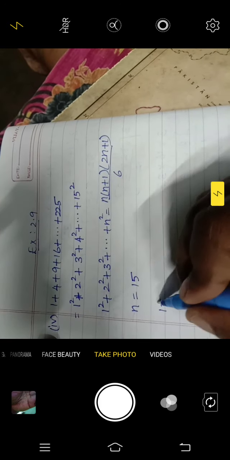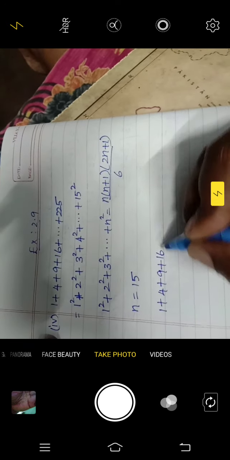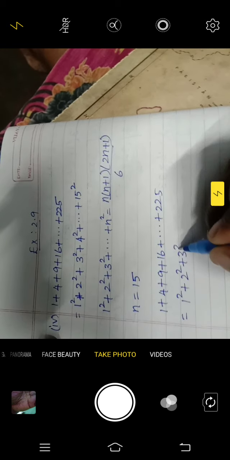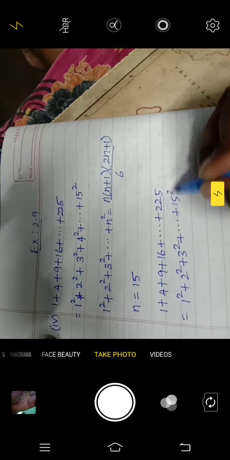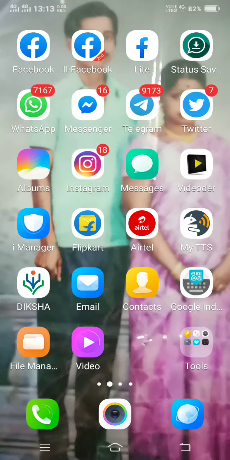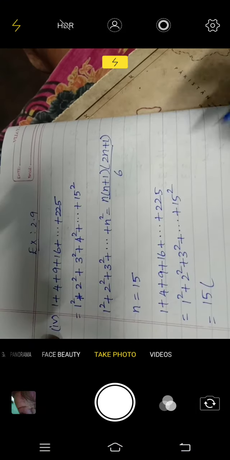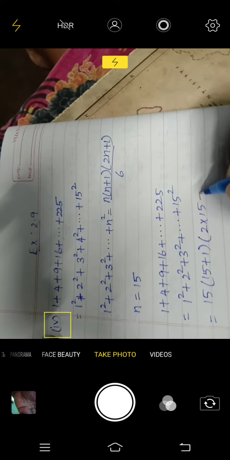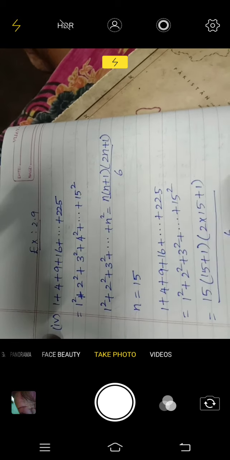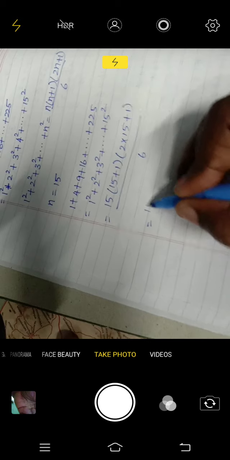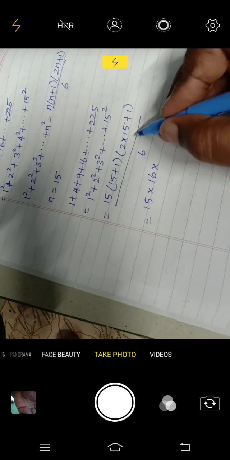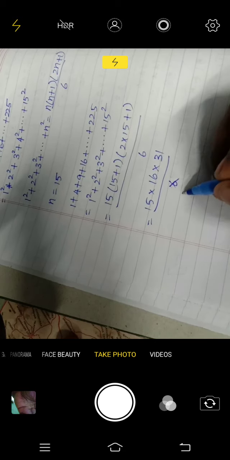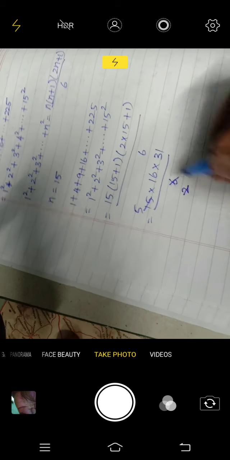So 1 plus 4 plus 9 plus 16 plus etc. plus 225 is equal to 1 square plus 2 square plus 3 square plus etc. plus 15 square, which is equal to, instead of n, 15, and n plus 1, 15 plus 1, 2n plus 1, 2 into 15 plus 1, by 6. So this is now 15 into 15 plus 1 is 16, 2 into 15 is 30, 30 plus 1 is 31, by 6. Cancel with 6: 3 2s are 6, 3 5s are 15, 2 8s are 16.